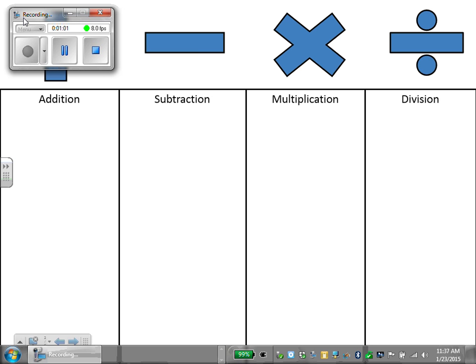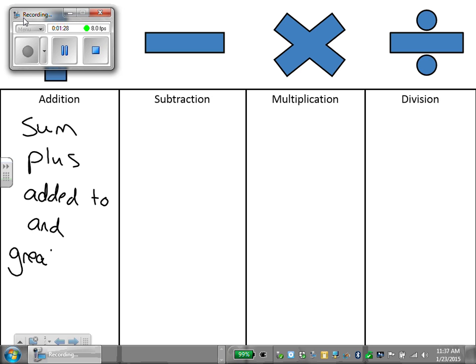What are some words that mean addition? Sum. What else? Plus. Adding, or how about I say added to? They'll say something like a number added to 3. Okay, keep going. Greater than. How about more than?